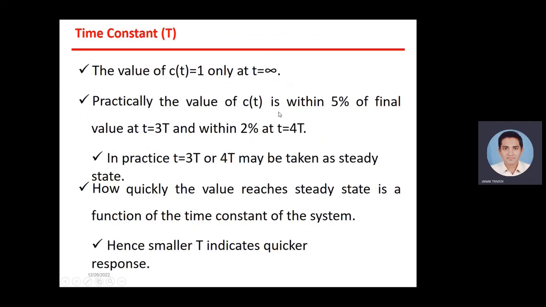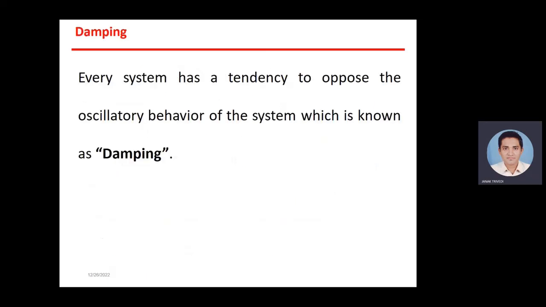Practically, the value of C of t is within 5% of the final value at t equal to 3 tau and within 2% at t equal to 4 tau. In practice, t equal to 3 tau and 4 tau may be taken as steady state, and how quickly the value reaches steady state is a function of the time constant of the system. Hence, smaller tau indicates quicker response.